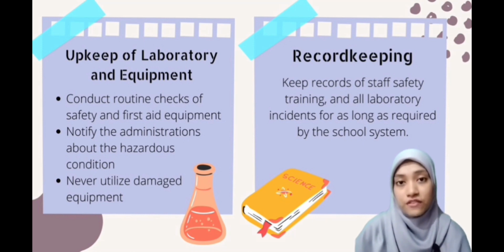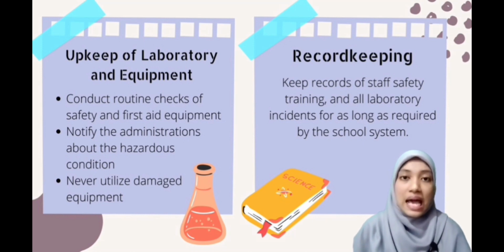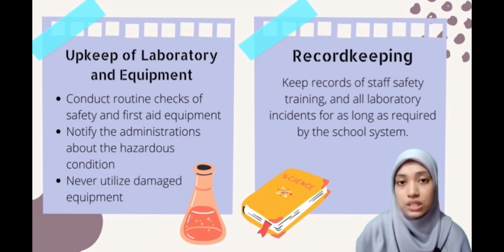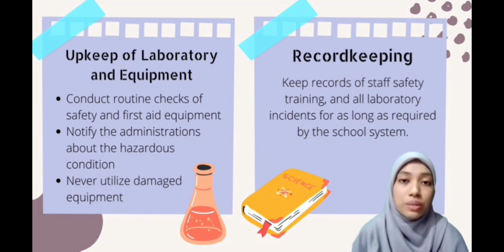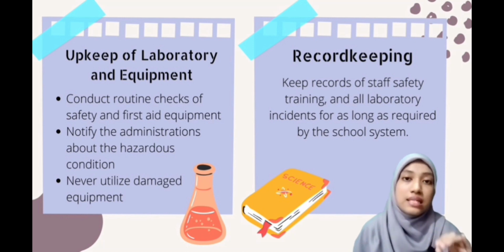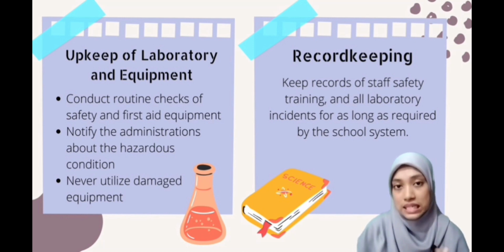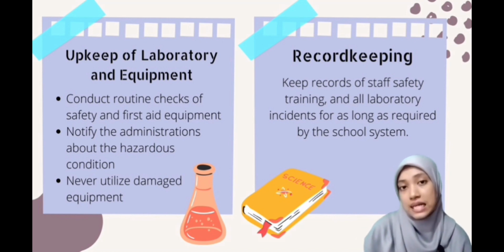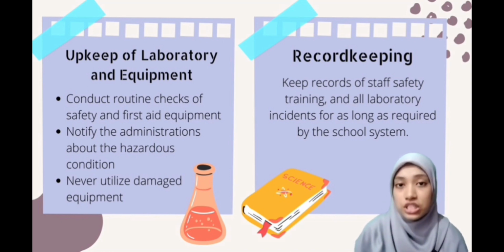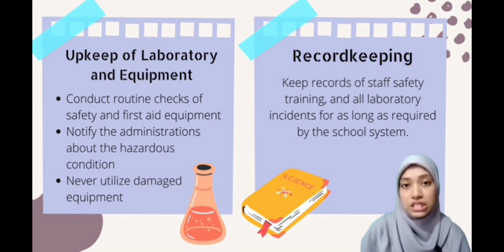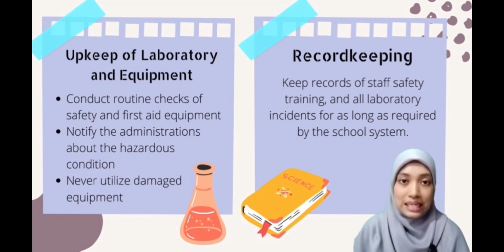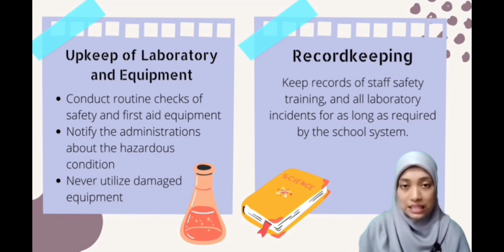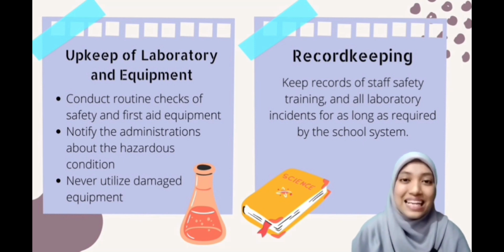Conduct routine checks of safety and first aid equipment as often as the administration requests. On the corresponding equipment inspection tag, write the inspection date and the inspector's initials. Next, notify the administrators about the hazardous condition. If a hazardous or potentially hazardous condition such as malfunctioning safety equipment or a chemical danger is detected in the laboratory, notify the administration in writing and follow up on the status. And lastly, never utilize damaged equipment.